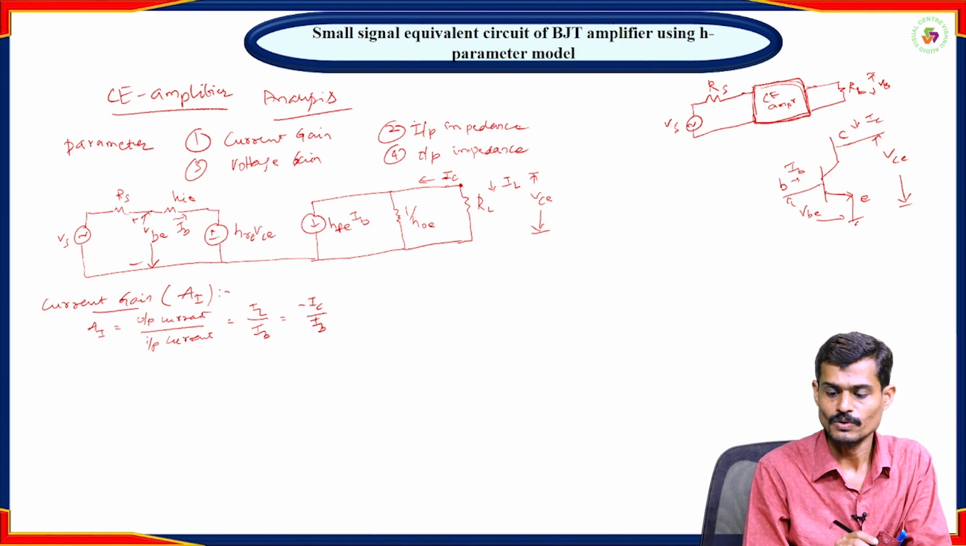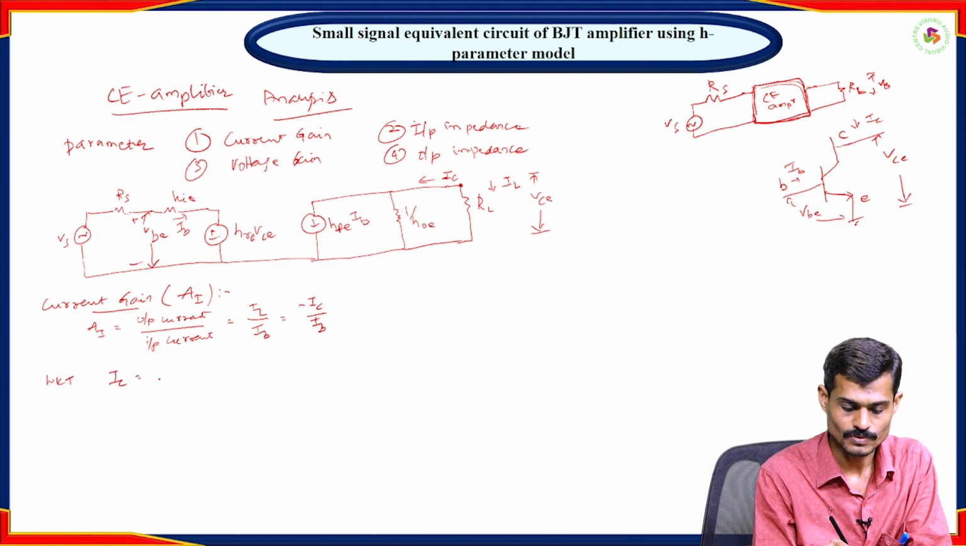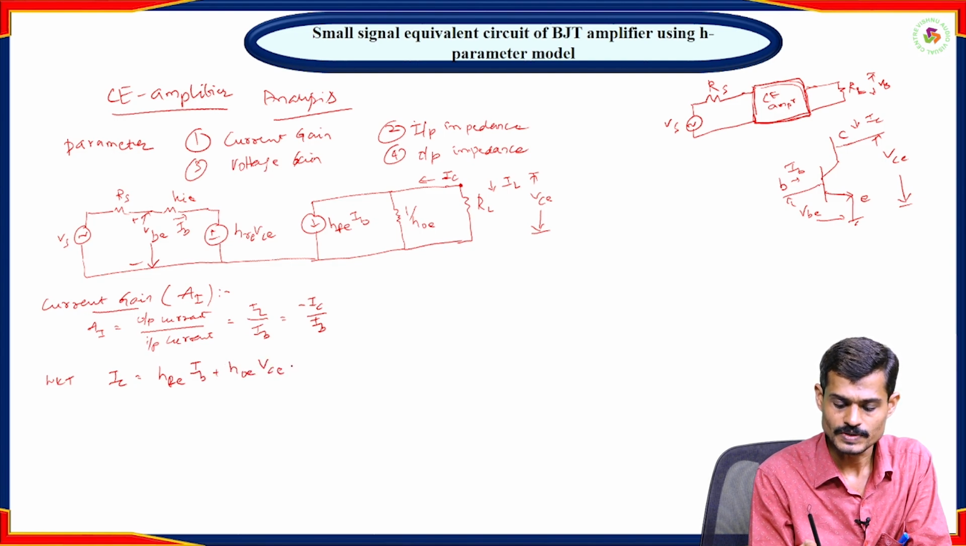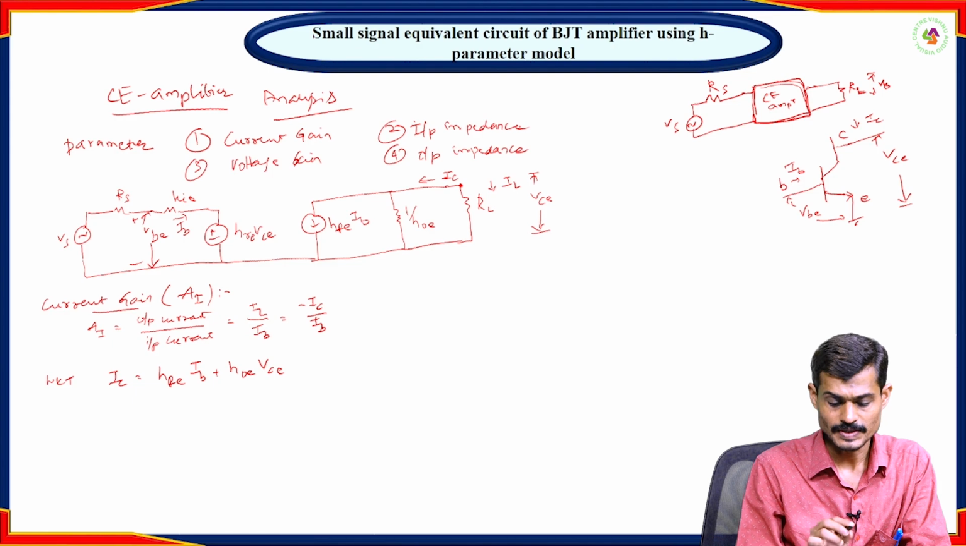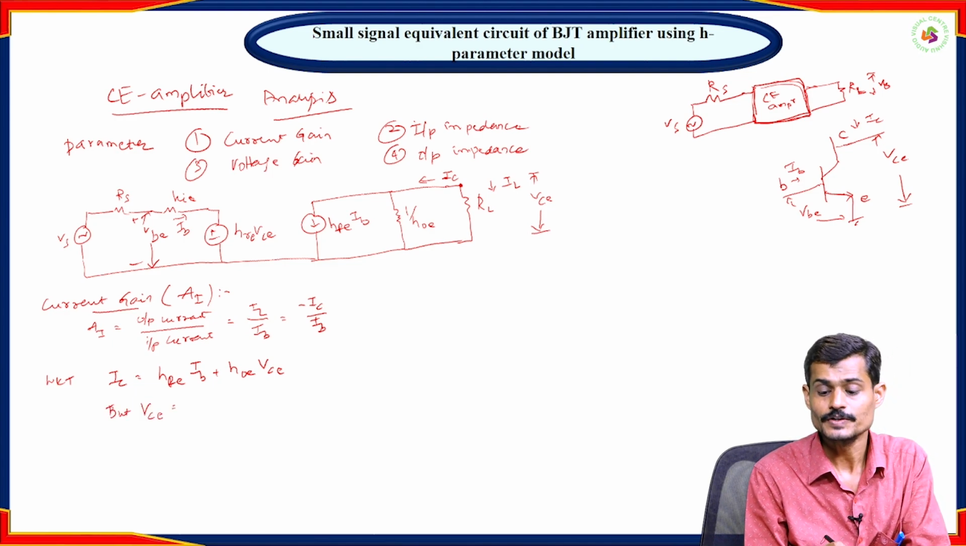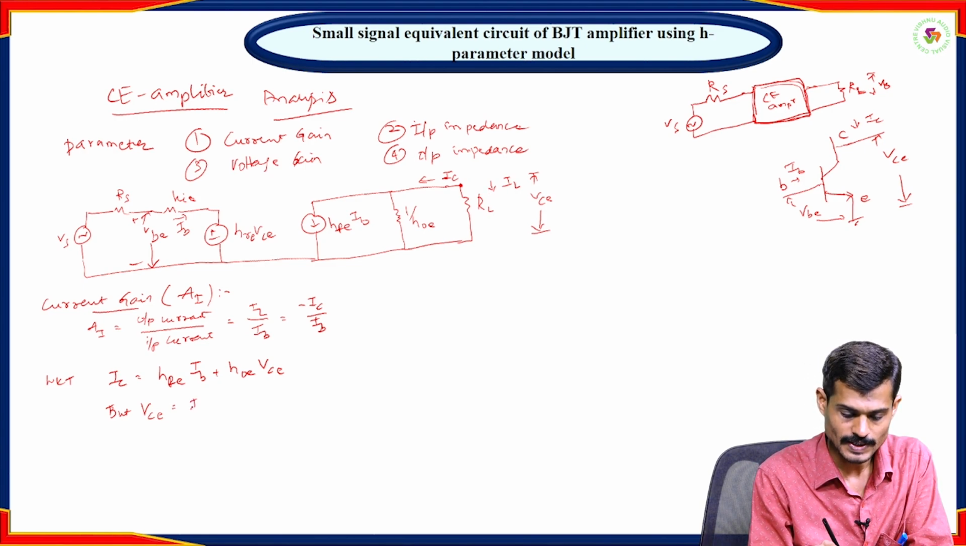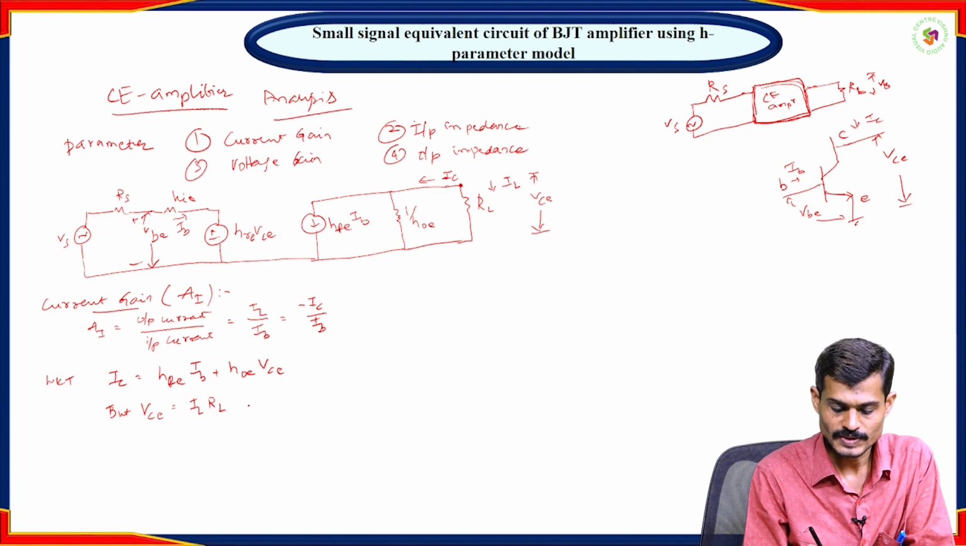Now we know that IC is equal to HFE into IB plus HOE into VCE. But what is VCE? VCE is the voltage across RL. The current is IL and the resistance is RL. So can I write it as IL into RL? I am substituting that IL into RL in the equation here.